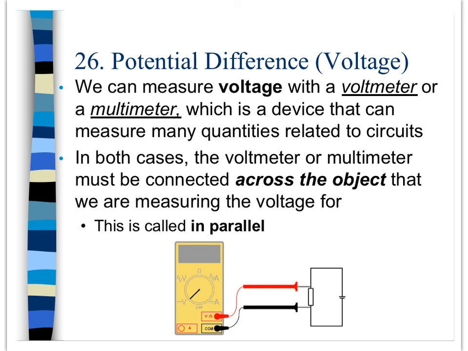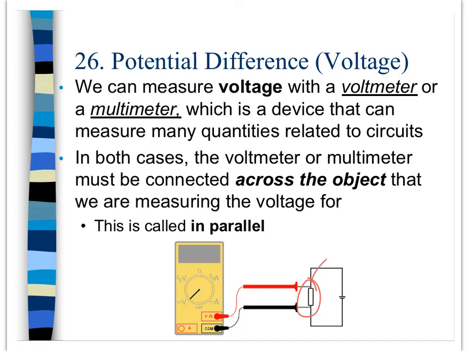So when we're in a lab and we want to measure the potential difference, we can either use a device called a voltmeter or a multimeter, which basically acts as a voltmeter but also can be set to be a number of other things related to circuits. Whenever we do measure potential difference, what we always do is we place the two sides of the voltmeter or the multimeter across whatever we want to measure the voltage across.